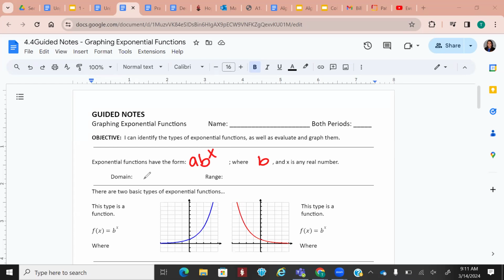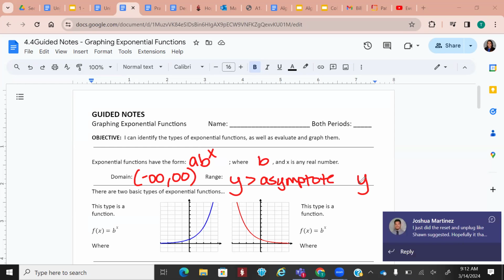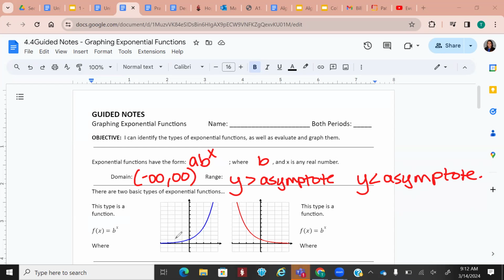Domain is always going to be negative infinity to positive infinity, unless it's like in context. Range, however, is going to depend on what your b value is. So y is going to be greater than your asymptote, or y is going to be less than the asymptote. We also talked about growth, and we talked about decay. And that's where b is bigger than 1 and b is less than 1.